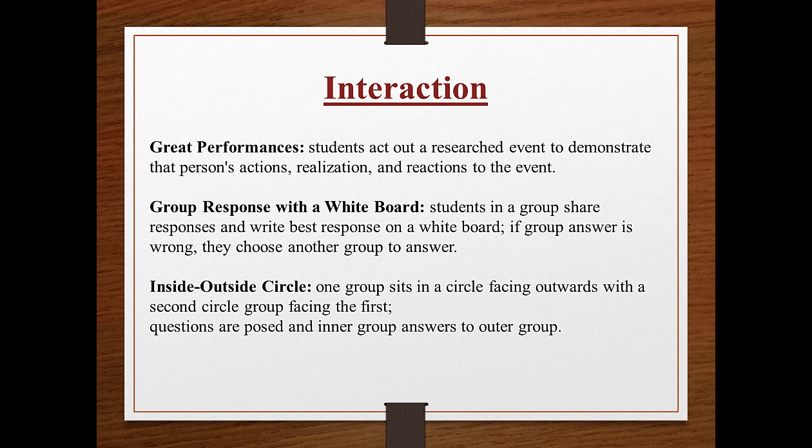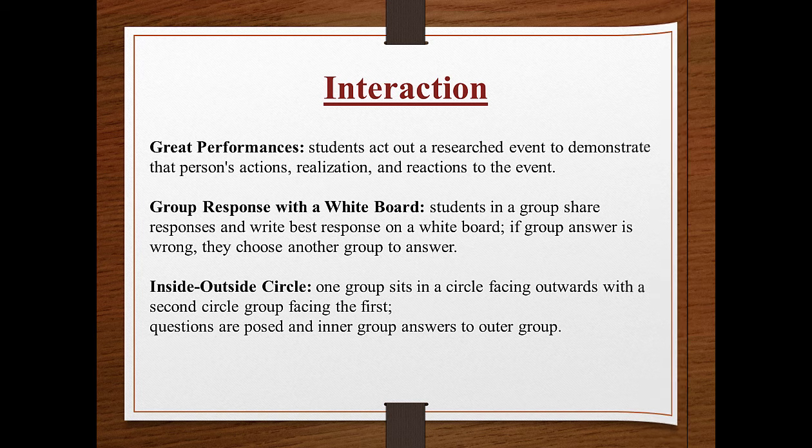Group response with a whiteboard. This is where the students in a group share responses and write their best response on a whiteboard. If the group's answer is wrong, they choose another group to answer. Inside-outside circle: one group sits in a circle facing outwards with a second group facing the first. Questions are posed and the inner group answers to the outer group.